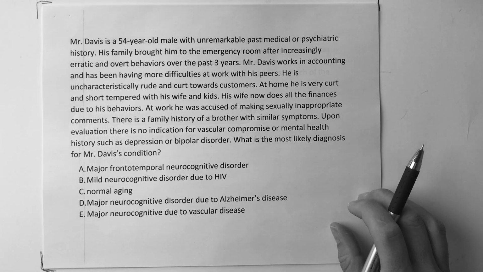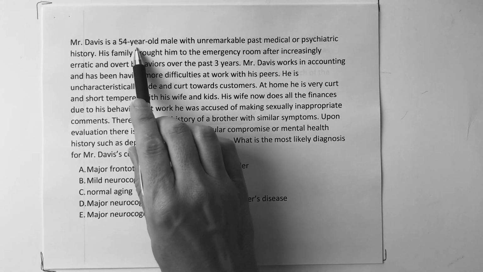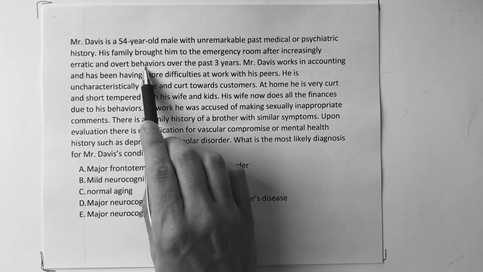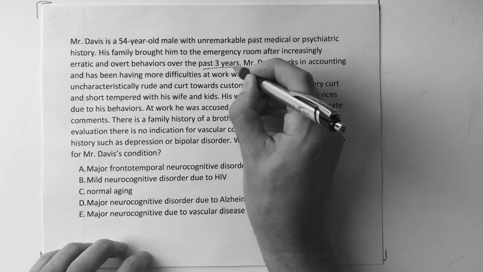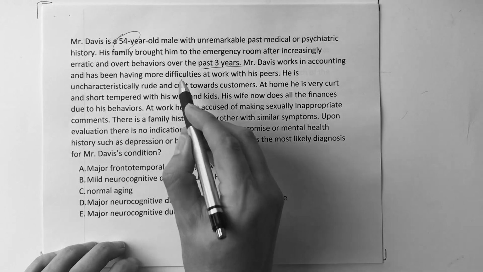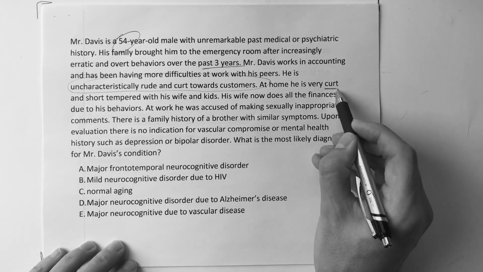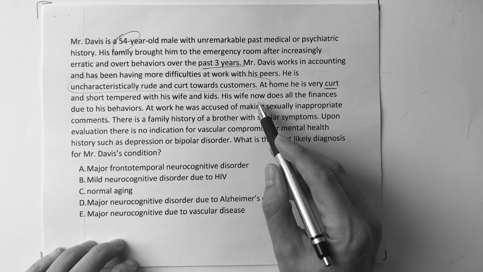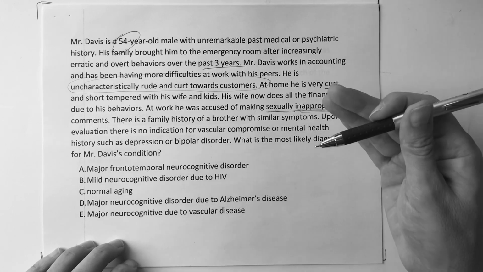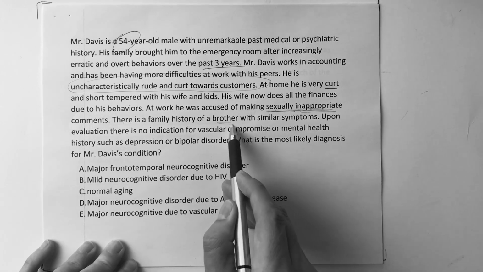Okay, this one says, looking at my answer choices, it looks like some neurocognitive disorder. Mr. Davis is a 54-year-old male with unremarkable past medical or psychiatric history. His family brought him to the emergency room after increasingly erratic and overt behaviors over the past 3 years. Now, 3 years, and he's only 54. Mr. Davis works in accounting and has been having more difficulty at work with his peers. He is uncharacteristically rude towards customers. At home, he is very curt, again, rude and short-tempered with his wife and kids. His wife now does all the finances due to his behaviors. At work, he was accused of making sexually inappropriate comments. This guy's got behavior issues here, obviously, and it's uncharacteristic. There is a family history of a brother with similar symptoms, so there's a genetic component.